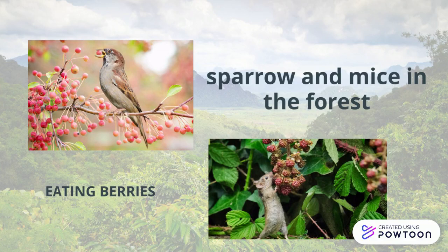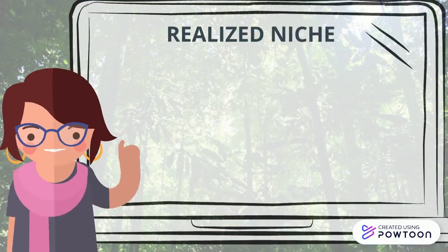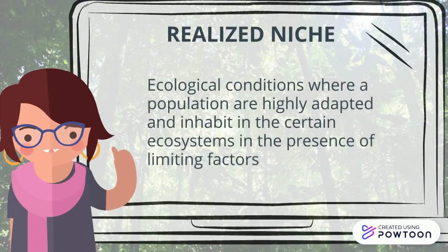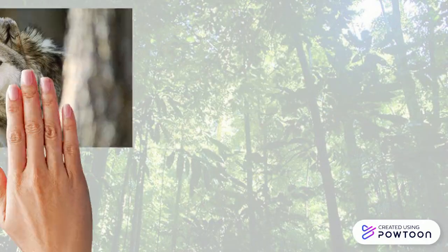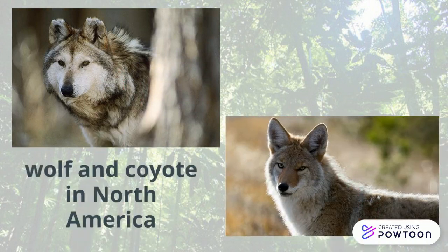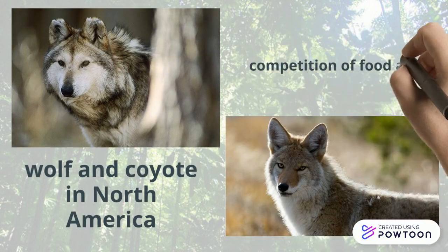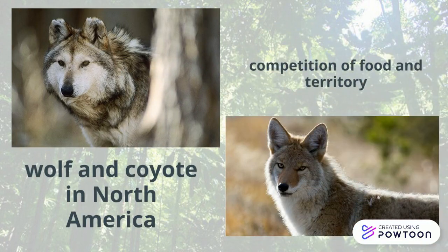forest floor. To avoid interspecies interaction, we have the realized niche, the ecological condition where a population is highly adapted and inhabits a certain ecosystem in the presence of limiting factors. The example of the realized niche is the coexistence of wolf and coyote living across North America. Because both species live in the same habitat, competition occurs. They compete for food and territory. Because of the hunting activity, the reducing population of wolf makes the realized niche of coyote become larger.